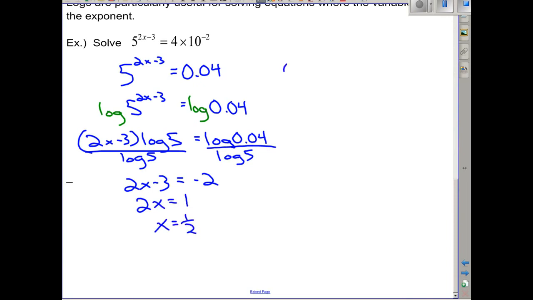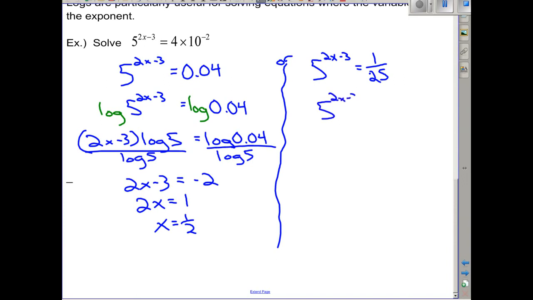Now, you might be saying, I had another way of doing it. Here would be an alternate approach. If you realize that 0.04 is the same as 1/25th, we could write it this way, which initially doesn't look like it's helping you out a whole lot. But then we say, okay, well, 1/25, that's 5 to the power of negative 2. I've got 5 to the 2x minus 3 equals 5 to the negative 2.